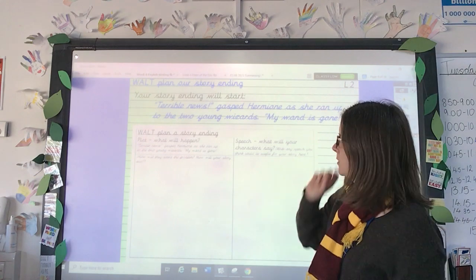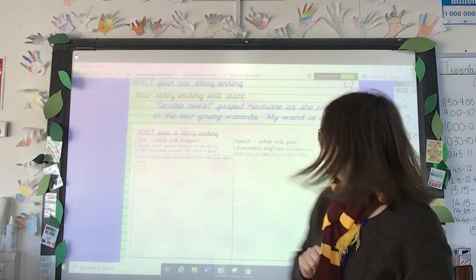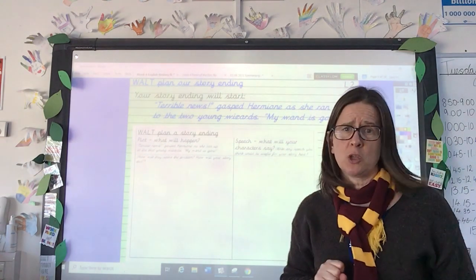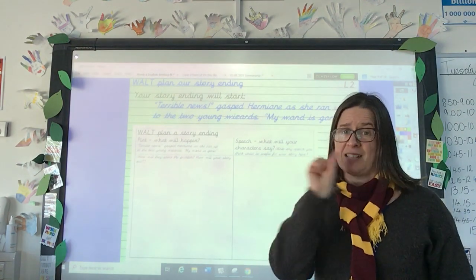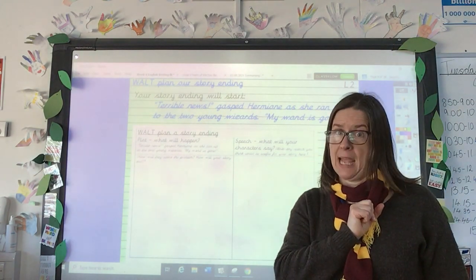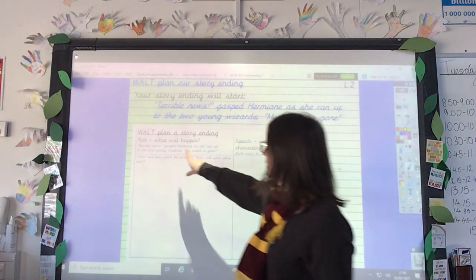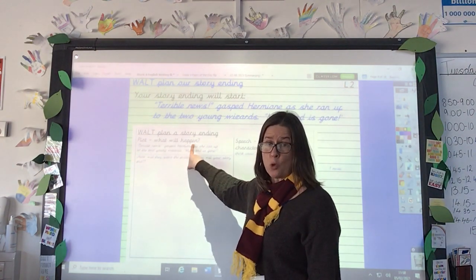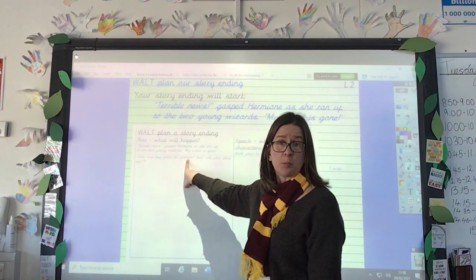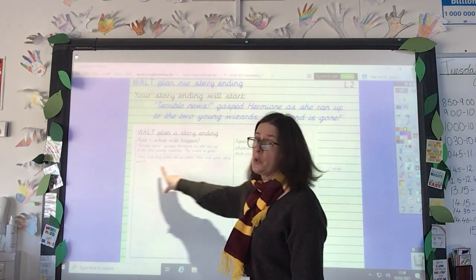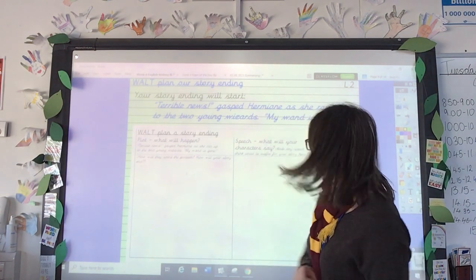So this is how your story will start. Everybody's story will start: "Terrible news," gasped Hermione as she ran up to the two young wizards. "My wand is gone." That's how your story starts, okay? But then you have to decide what will happen in your story ending. How will the three friends solve the problem? And how will your story actually end?